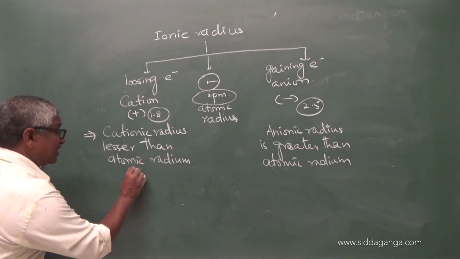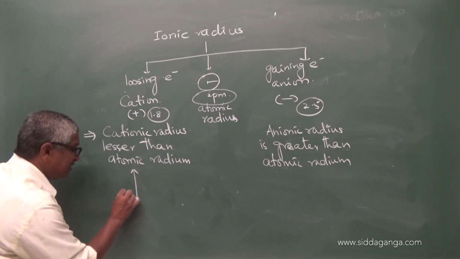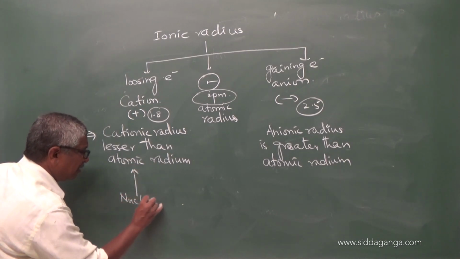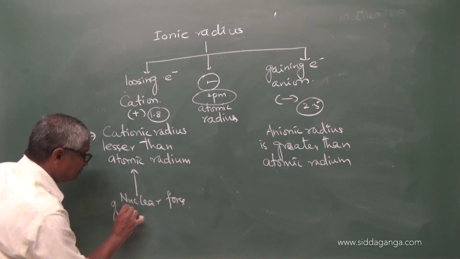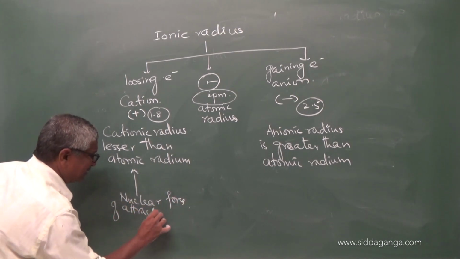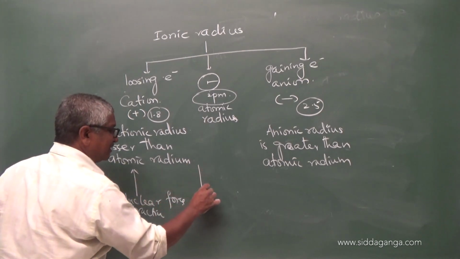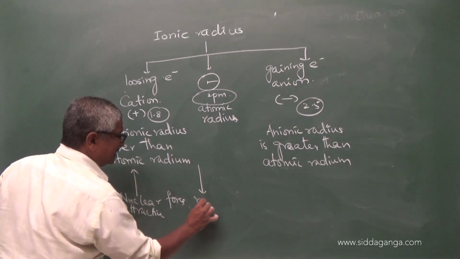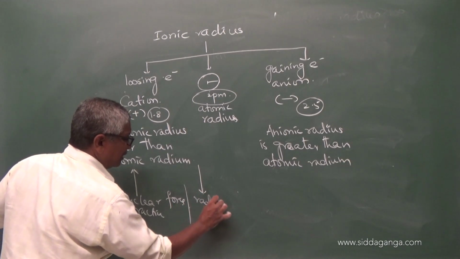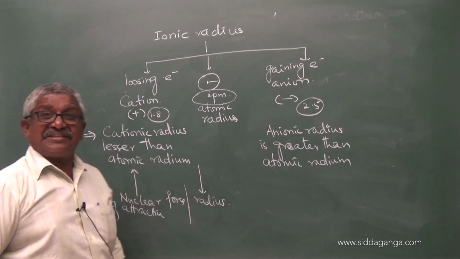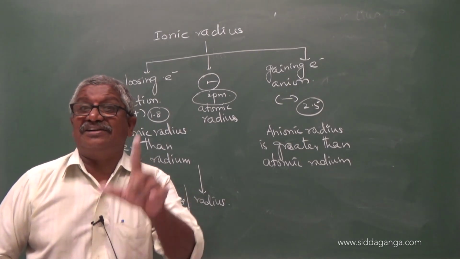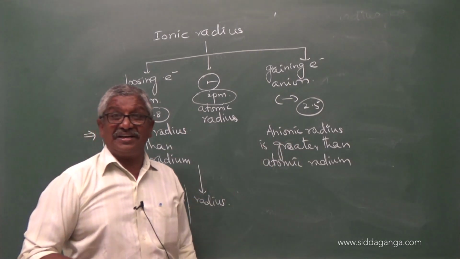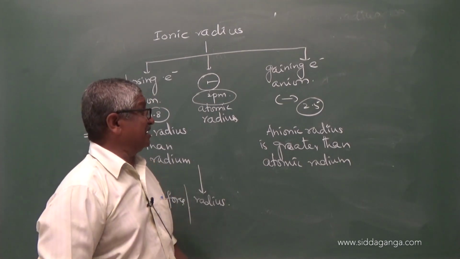So the nuclear force of attraction increases, the radius decreases. Cationic radius decreases. That's why cationic radius is lesser than the atomic radius.